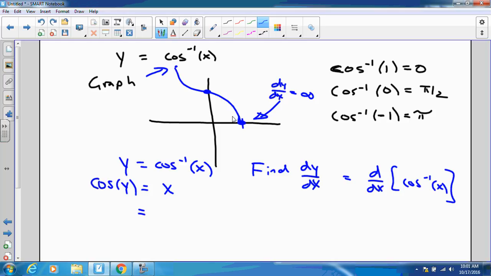So the negative sine y equal to 1. How'd you get that? Wait. Let's see that operation. Give me your operator. Derivative on both sides. With respect to what variable? x.